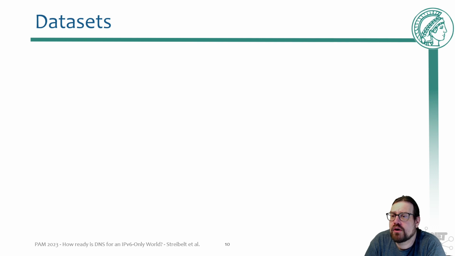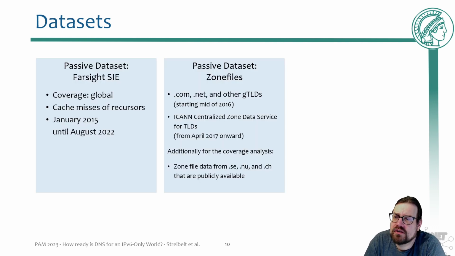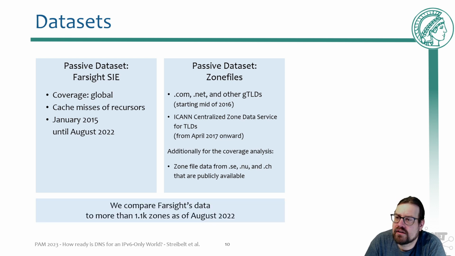Let me now give a quick overview over the datasets we used. Our passive datasets contain the Farsight SIE dataset, collecting DNS requests and responses at recursive resolvers whenever a cache miss occurs. This ensures minimal privacy impact, and our dataset spans about 7 years. The second passive dataset consists of zone data of almost all zone files we could get our hands on. This allowed us to compare the data captured in the wild with more than 101K zones as of August 22.